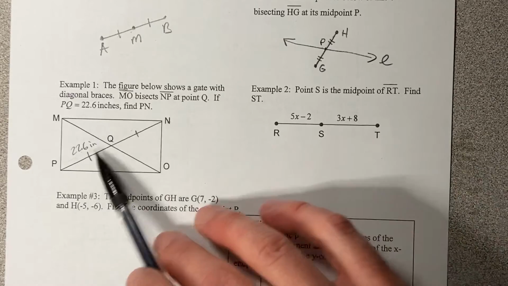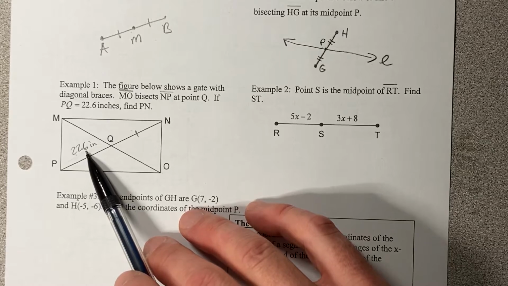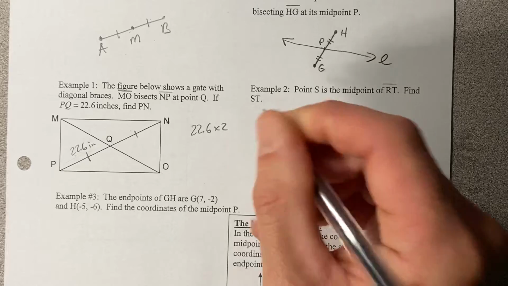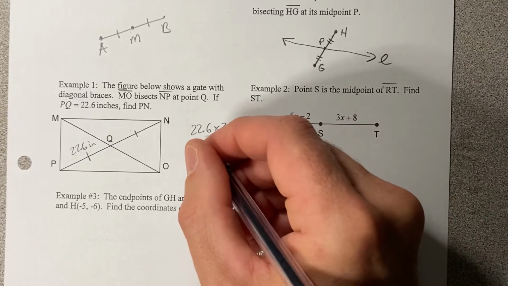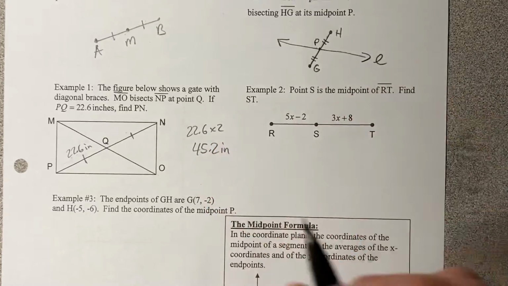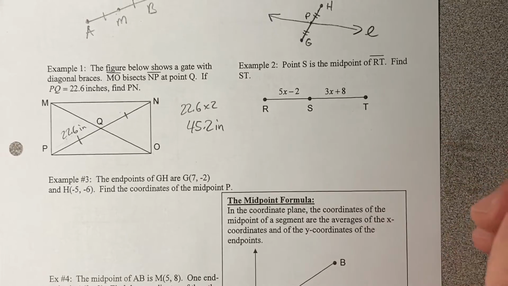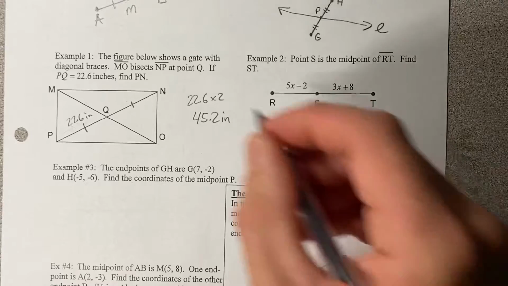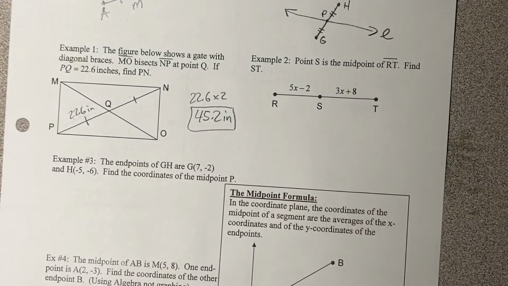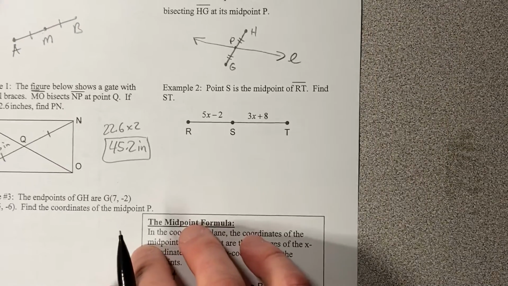So PN is going to be 22.6 times 2, which is 45.2, and with geometry, the units are important, so inches is our answer. We're just talking about a length, not an area or anything like that. Okay, let's move on to example 2.